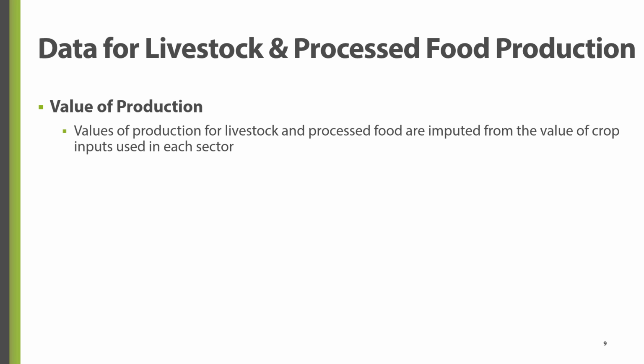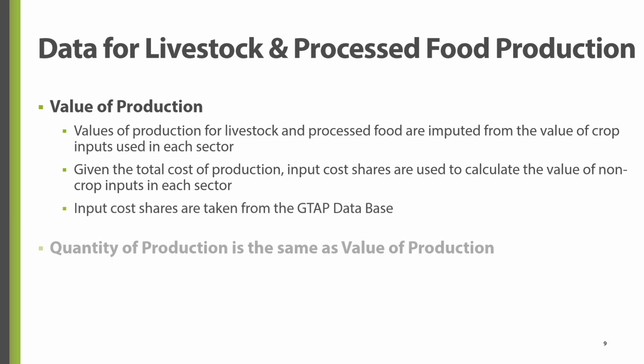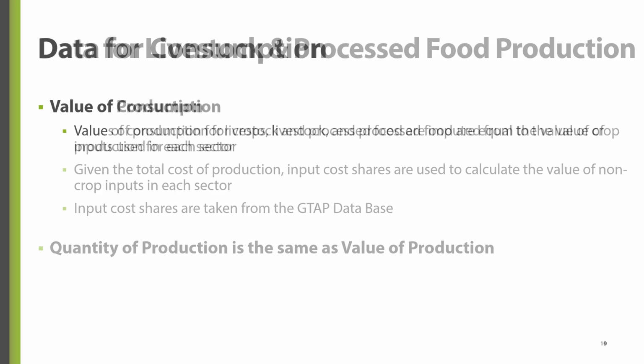Value of production for the livestock and processed food sectors is calculated from the value of crop inputs used in these sectors and the input cost shares. Given total cost of production, input cost shares are used to calculate the value of non-crop inputs used in each sector. Input cost shares are taken from the GTAP database, and the quantity of production is the same as the value of production for these sectors.